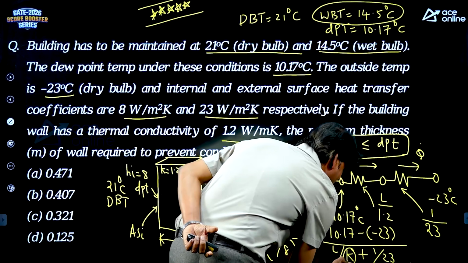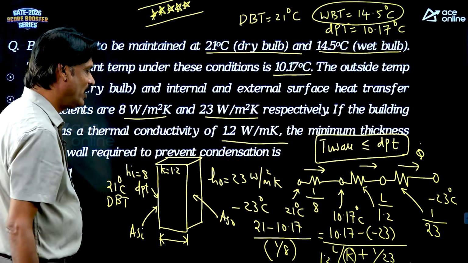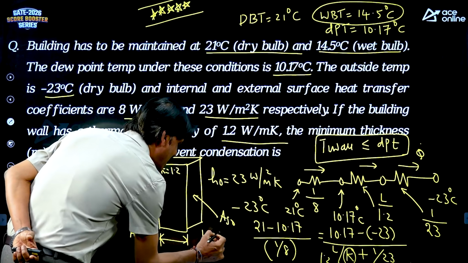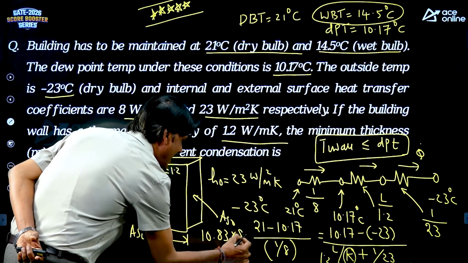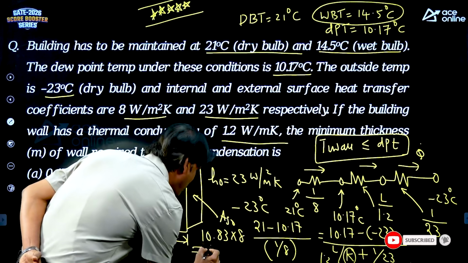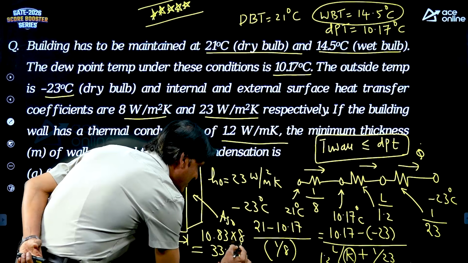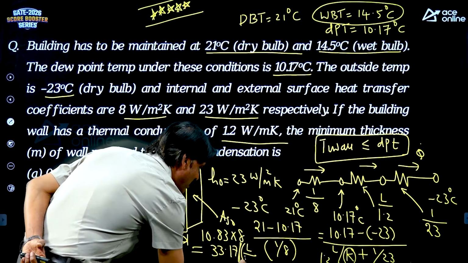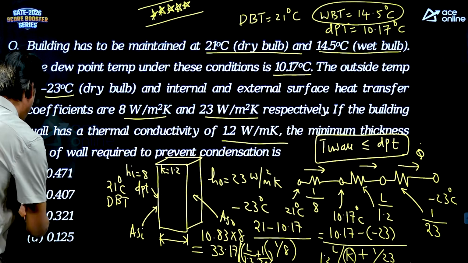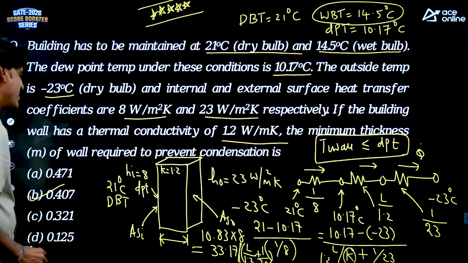So, this value of K is 1.2. You will be getting this value as, suppose, 10.83 into 8 should be equal to 33.17 divided by (L by 1.2 plus 1 by 23). If you solve, you will get the answer as 0.407. This is the answer.